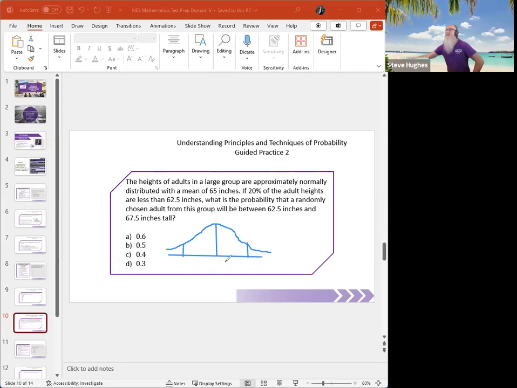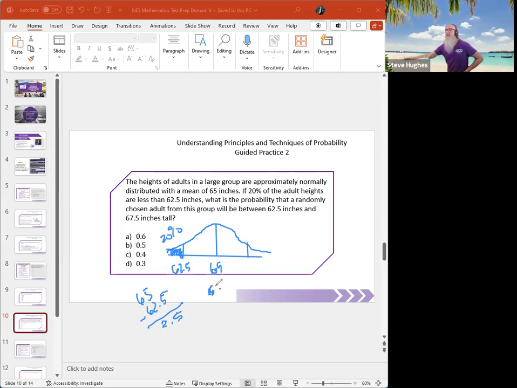So it says the mean is 65 inches. Okay, if 20% of the adults are less than 62.5 inches, so here's 62.5. All right, this area right here is 20%. What is the probability that randomly selected will be between 62.5 and 67.5? So first of all, everybody, what's the difference between 65 and 62.5? So 65 minus 62.5 is 2.5, right? So 65 minus 2.5 is 62.5.